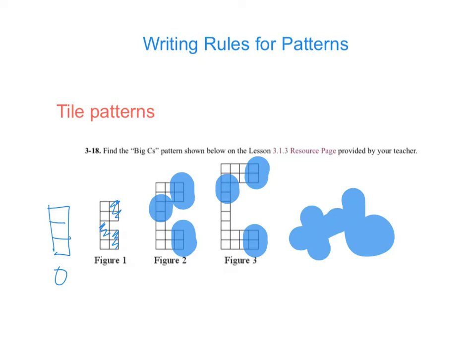It's important to do figure 0, even though that doesn't seem to make sense. There's a reason why, and I'll show you why in a minute. But first thing to do is look at, okay, how many tiles are getting added each time?